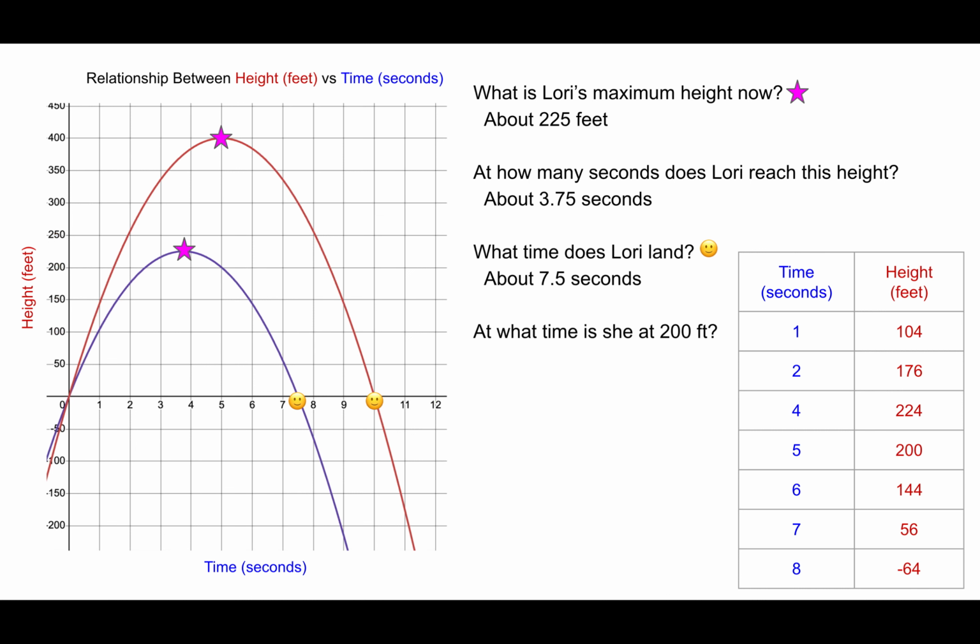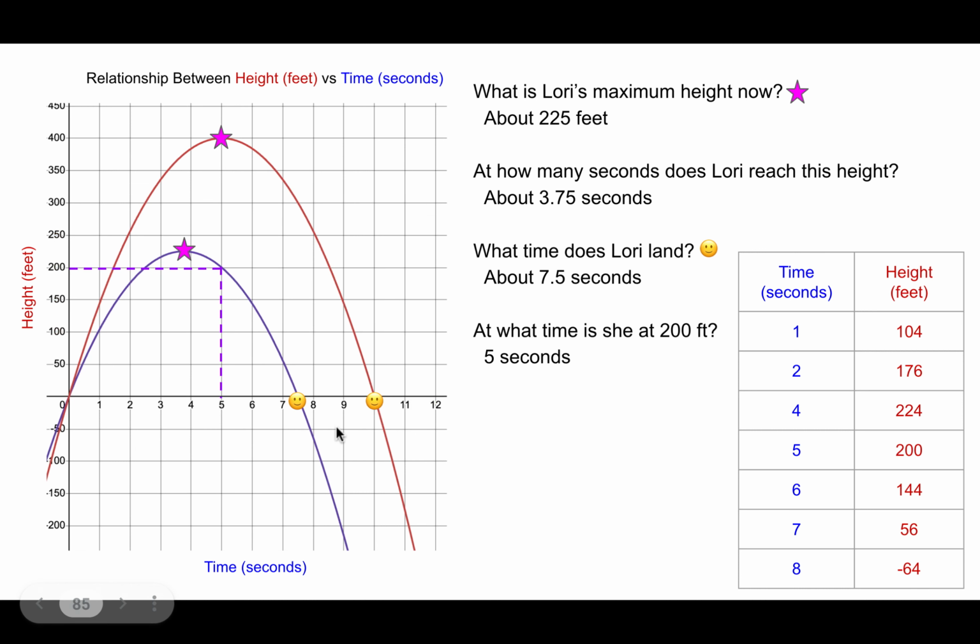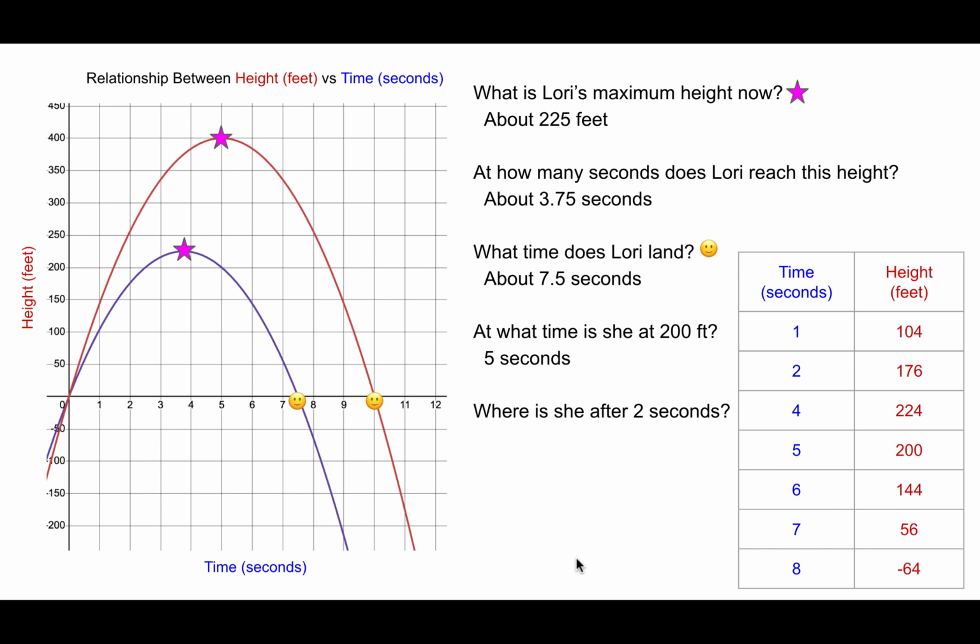So at what time is she at 200 feet? 200 feet looks like it was right here. Oh, that was a nice one. That was at 5. And sure enough, it says 5 right here on our table. So where is she after 2 seconds? Well, about 175 feet. We'd say about 175. Actually, it's 176. So if you look at the table, it's going to be more exact than looking at the graph because graph is going to give us an about.